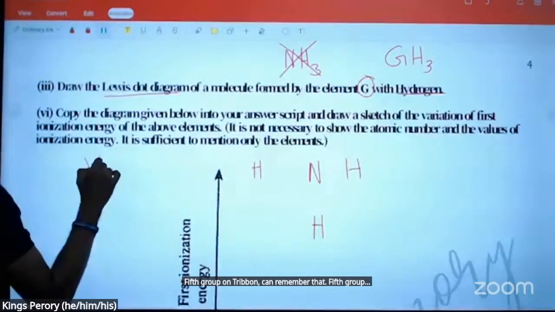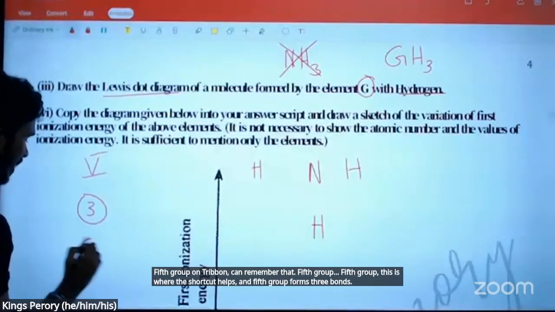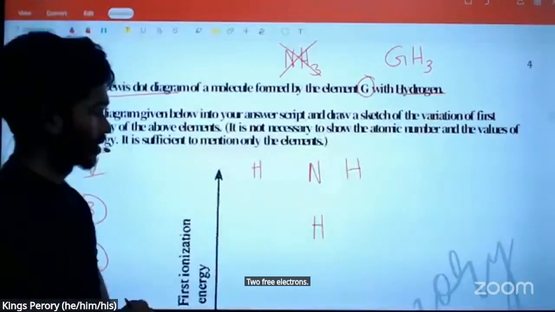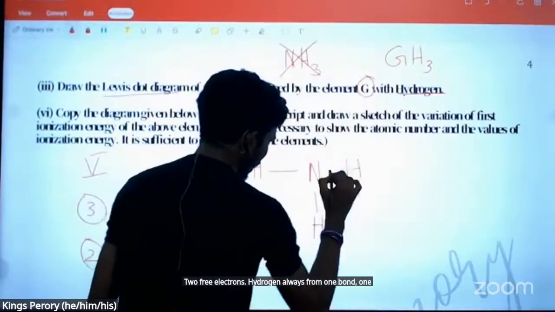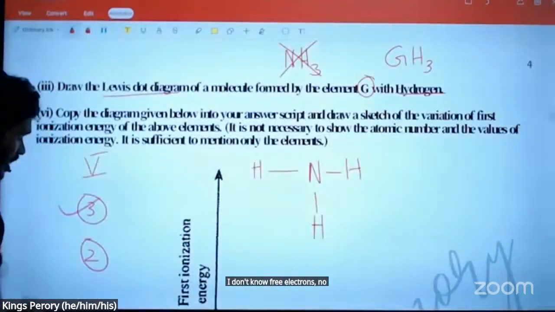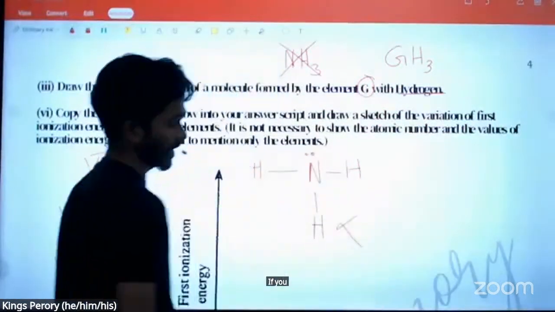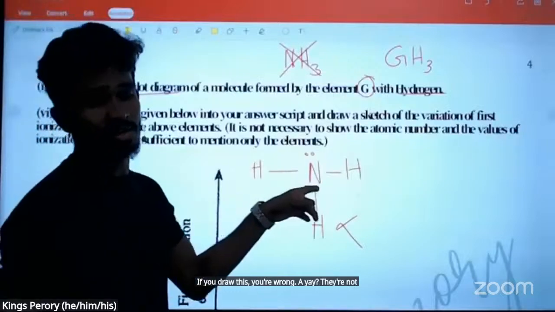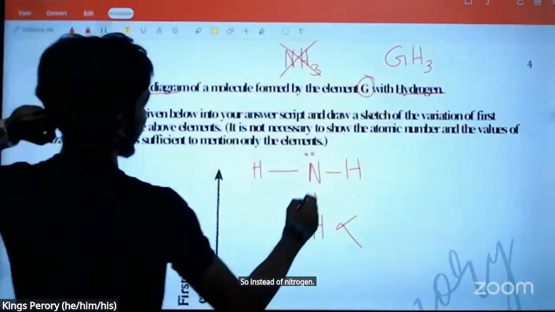This is where the shortcut helps. Fifth group forms 3 bonds, 2 free electrons. Hydrogen always forms 1 bond, no? 1 bond, 1 bond, 1 bond. Hydrogen has no free electrons. Nitrogen forms 3 bonds, and has 2 free electrons. If you draw this, you're wrong. They're not talking about nitrogen, they're talking about G. So instead of nitrogen, put G.